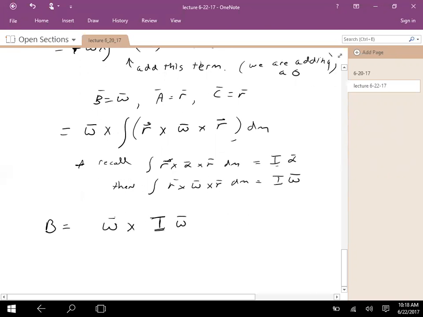And you know what? I need to do something very important here that I forgot. This I is about, everything's about the centroid. So that I is about the centroid, G. And the terms are written in the body fixed coordinates. Okay, so it's about G and in the body fixed coordinates.